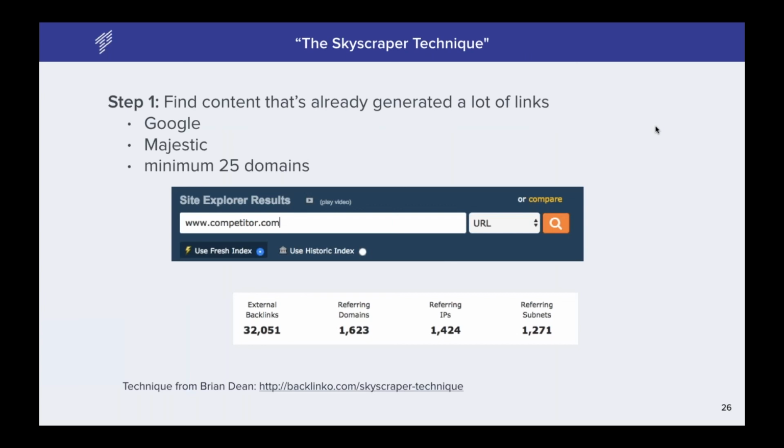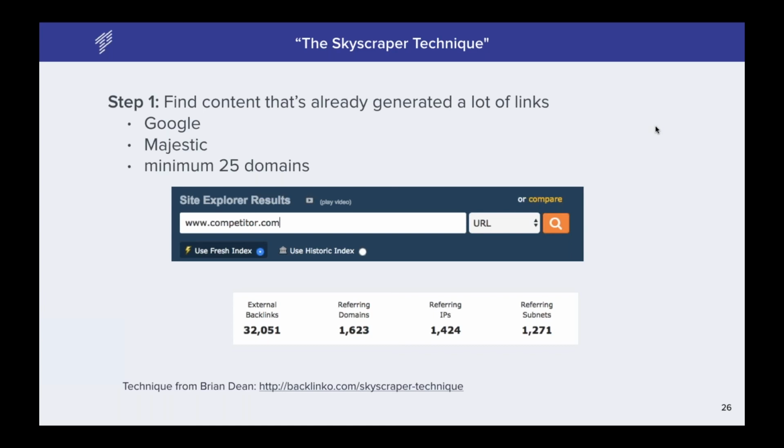Okay. Another thing from Brian Dean, and this is the last technique that I wanted to tell you about, is the skyscraper technique. First, in the skyscraper technique, again, it's all about content, creating some really great content. First, what you have to do is find content that has already generated a lot of links. What you could do is, first of all, Google the keywords that you want to rank for, and see all the pages that show up, for instance the first 10 pages. And then you could put them into Majestic and look at the referring domains.